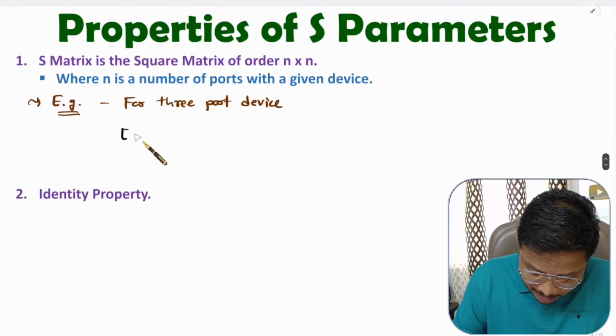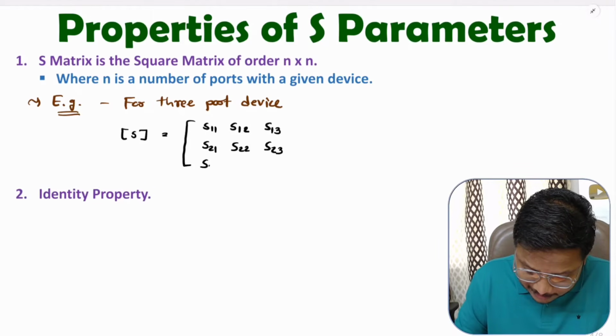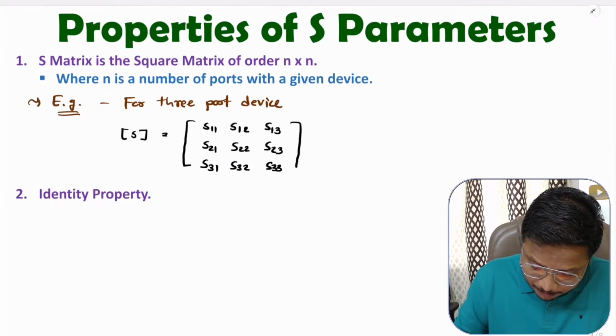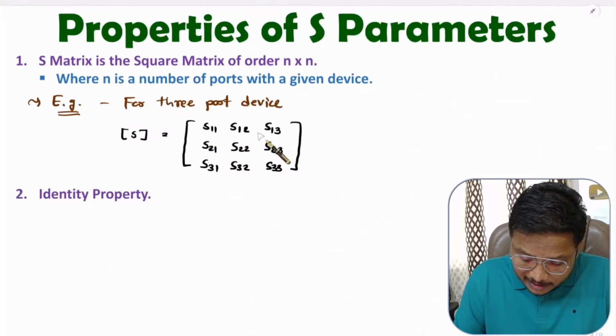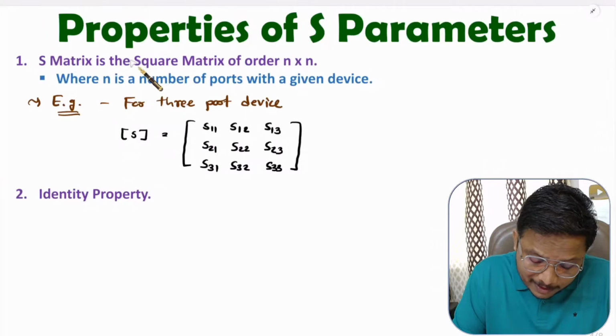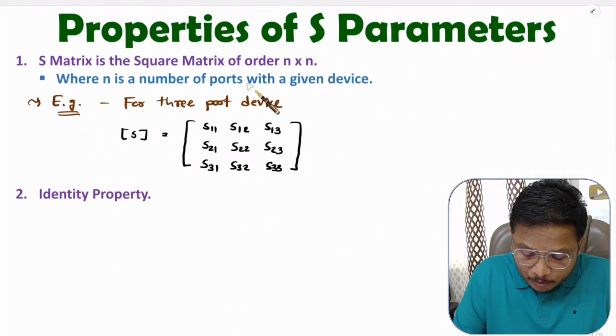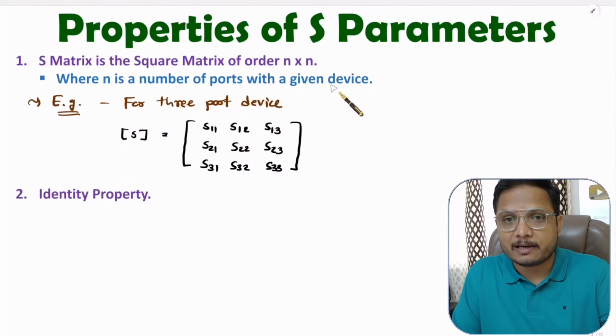So for a 3-port device, the S matrix will be like this. See, it will be S11, S12, S13, S21, S22, S23, and S31, S32, and S33. So for a 3-port device, the matrix order is 3 cross 3, right? So the S matrix is always a square matrix having order of n cross n, where n is the number of ports of the given device, right?